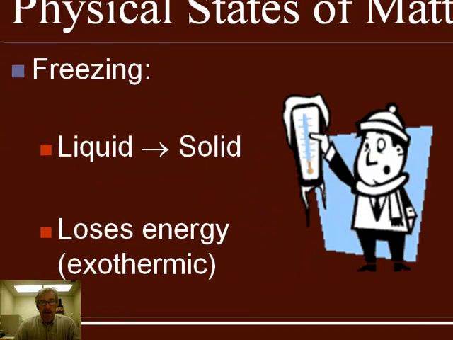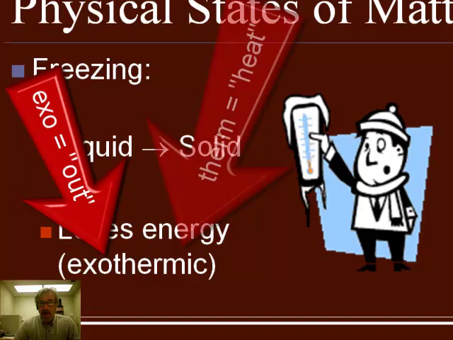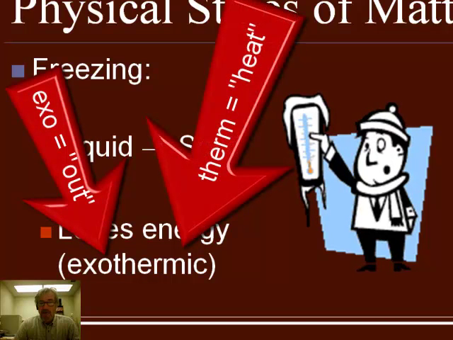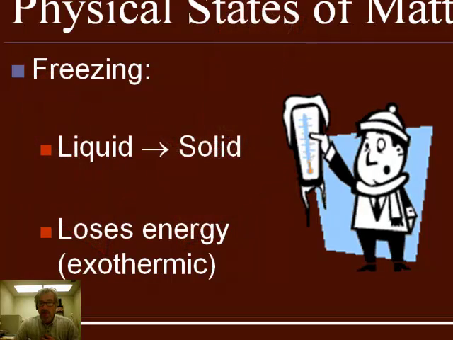Just the opposite process is freezing. Freezing is when liquids become solid. This is a loss of energy. It's an exothermic process. Exo means out, and therm means heat. So this is a heat out process. In order for something to freeze, it has to give up heat. Now that seems a little counterintuitive because we always think of freezing as happening when it's cold out. But the freezing isn't making it cold out. It's freezing because it's cold out. There has to be a place that's cold for the energy to go into in order for freezing to occur.